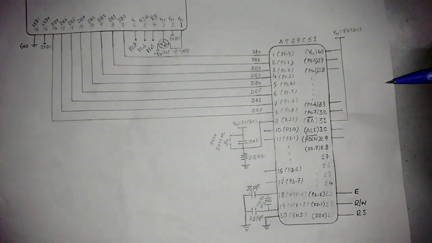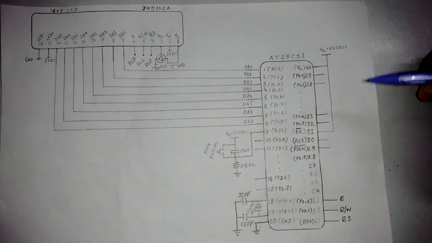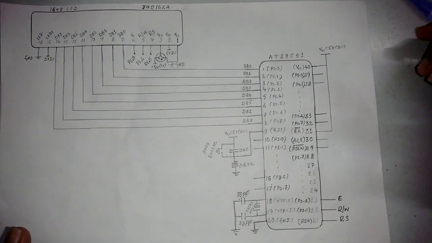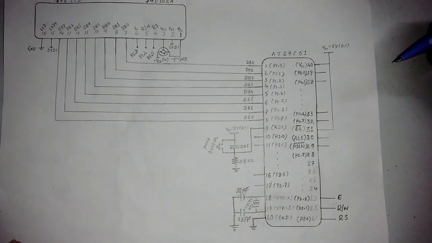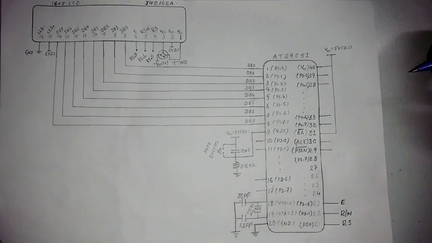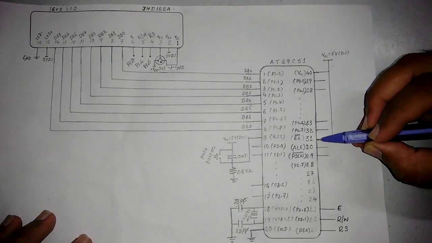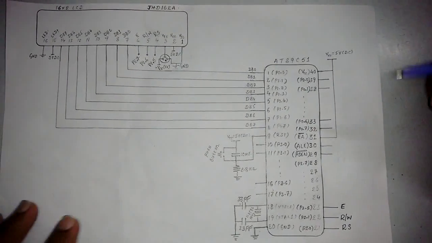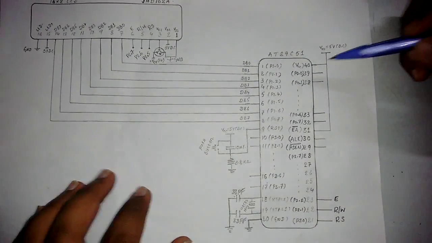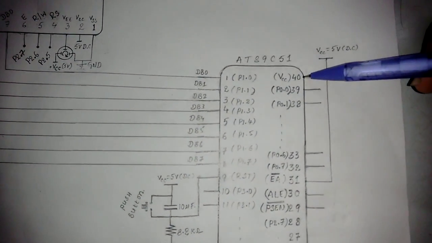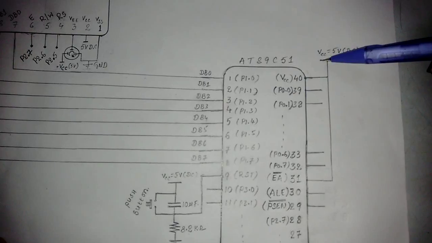This is the basic circuit of microcontroller 8089C51 interfaced with LCD 16x2. Before going to interfacing of LCD with microcontroller, first of all let us talk about the basic minimum circuit connections of microcontroller. First, we require to connect pin number 40. Pin number 40 is VCC pin, which is to be connected to 5 volt supply.